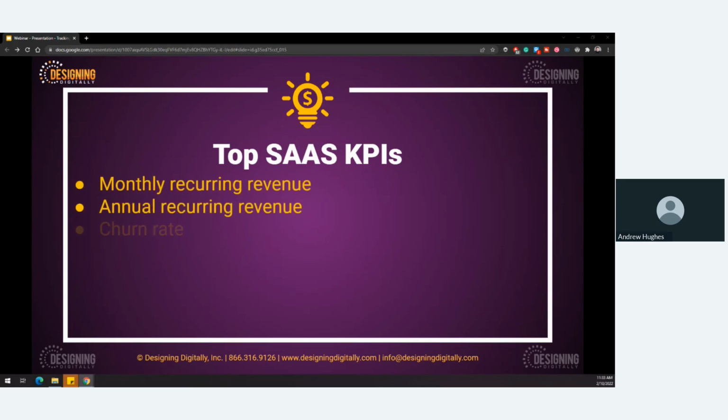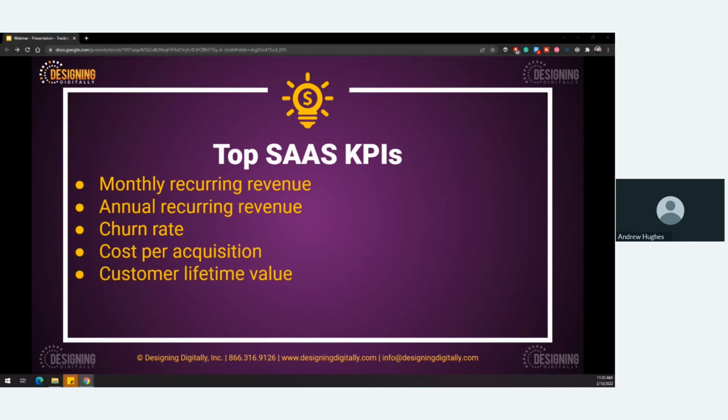Those SaaS companies look at their churn rate, their cost per acquisition, their customer lifetime value, what the net promoter score is for them, and their annual recurring revenue and monthly recurring revenue, based on them being software as a service. Those are extremely important KPIs their business is looking at across the board.